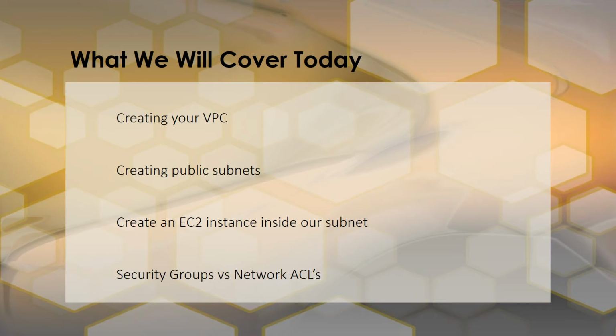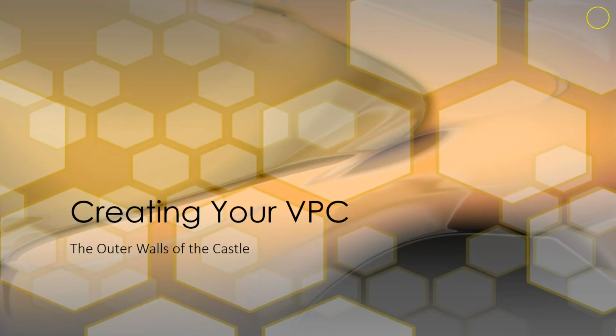At that point, I want to take a small amount of time to discuss the difference between network access control lists and security groups. Now we'll wrap up the tutorial once our EC2 instance is up and running on our public subnet and we're able to reach it via SSH, as well as see a web page being served out of it. So let's go ahead and get started right away.